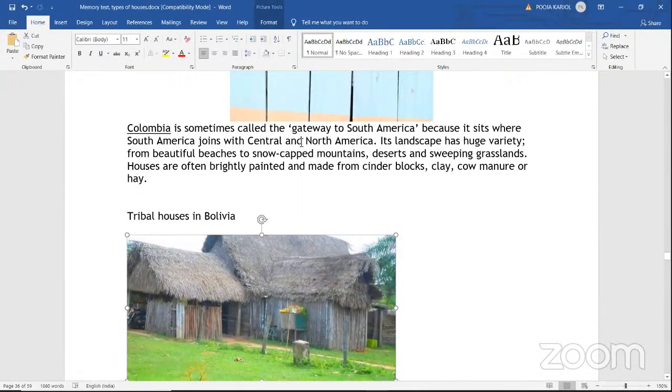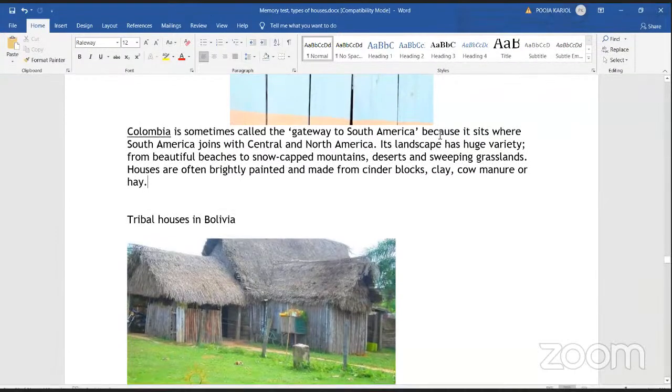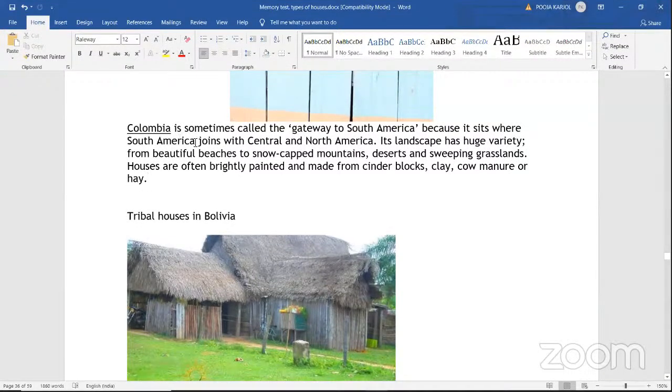Colombia is sometimes called the gateway of South America, because it sits where South America joins with Central and North America. Its landscape has huge variety, from beautiful beaches to snow-capped mountains, deserts and sweeping grasslands. Houses are often brightly painted and made from cinder blocks, clay, cow manure, or hay.